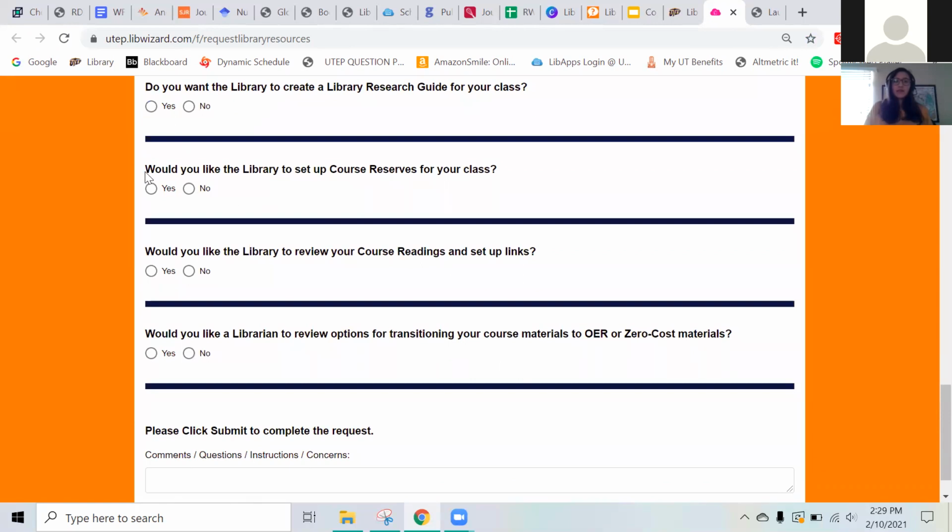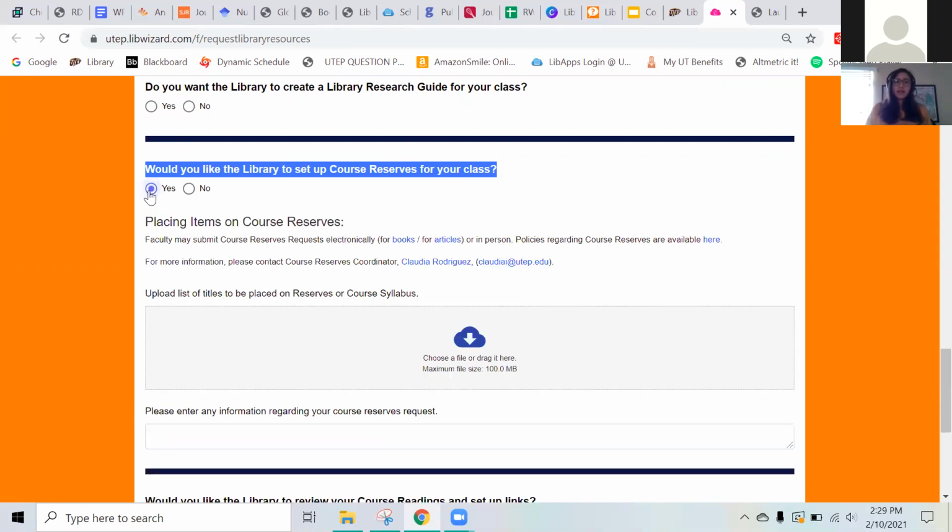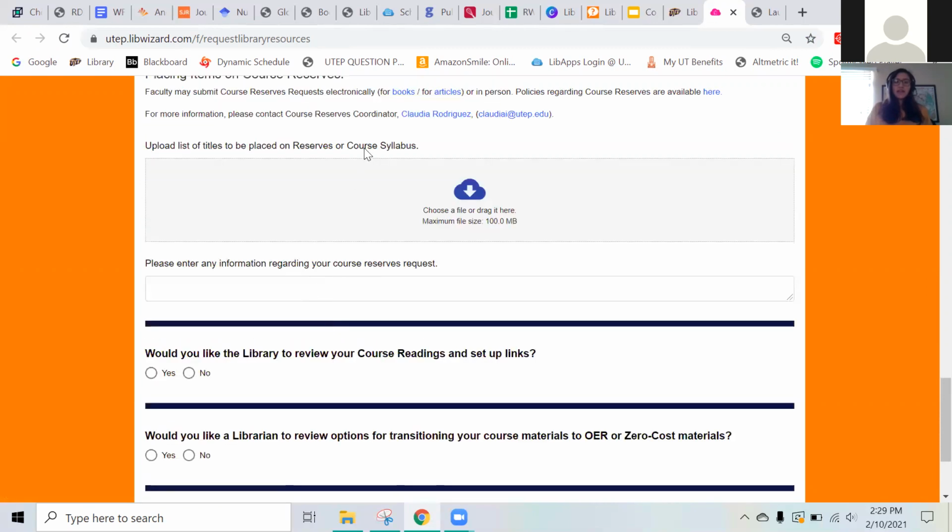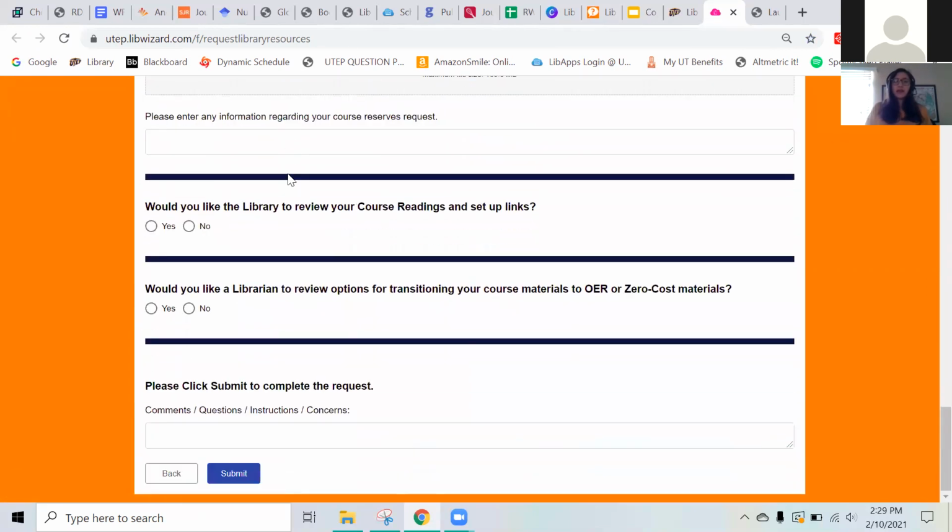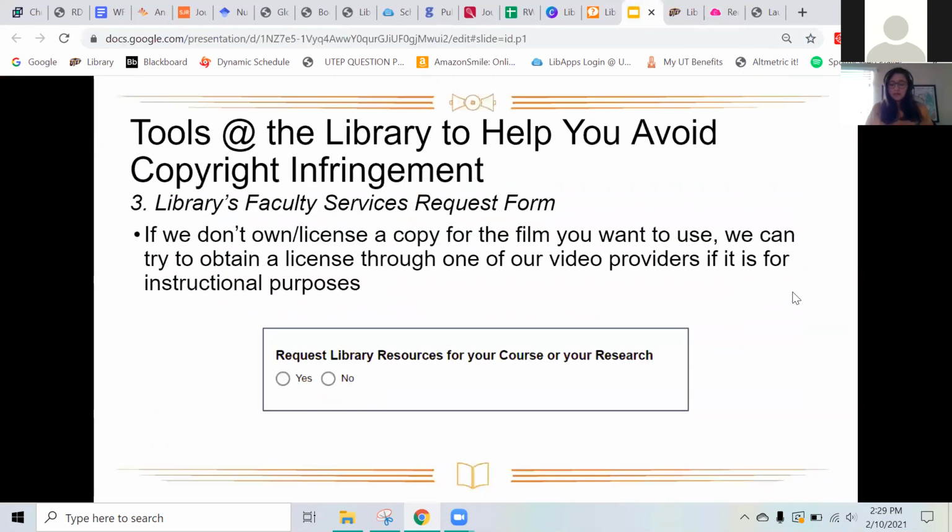If you want to set up course reserves, so if you want to leave material at the library for your students to come and use digitally or in person, you can click yes. And then there's a place for you to input some information about that. There are other sections that you can review, and these are just the biggest services that we offer for faculty to support their teaching. When you're done, you can submit this, and you'll receive a follow-up response and be connected with the people who can fill those requests for you.